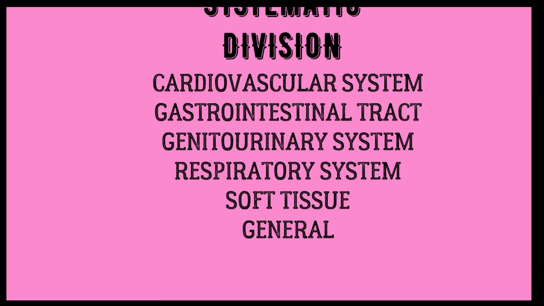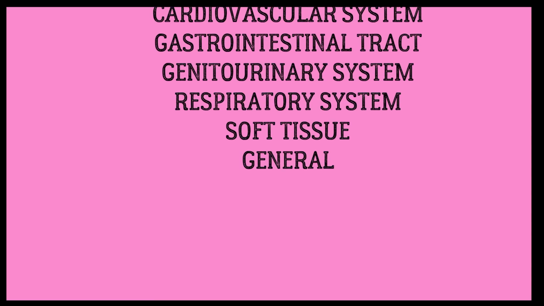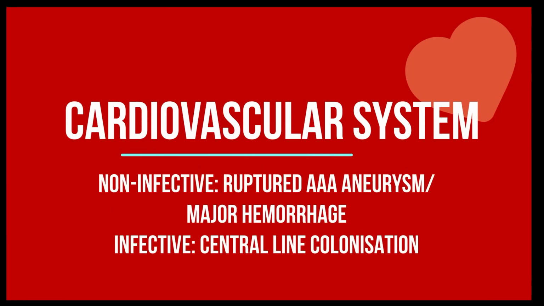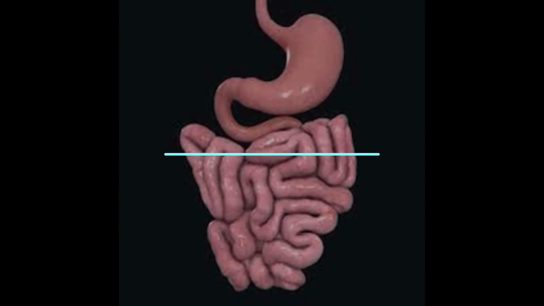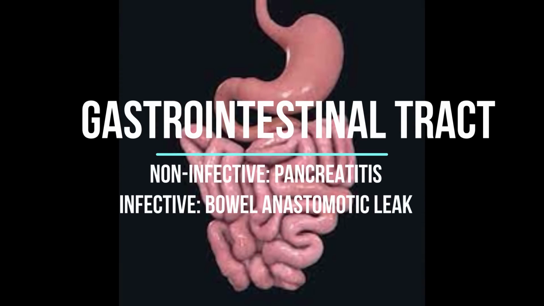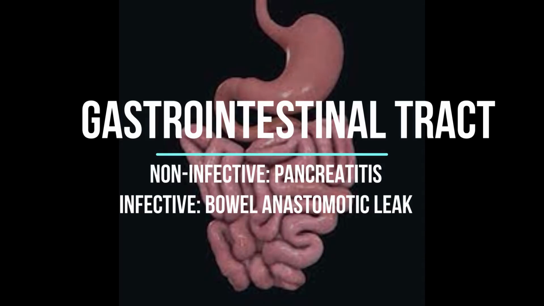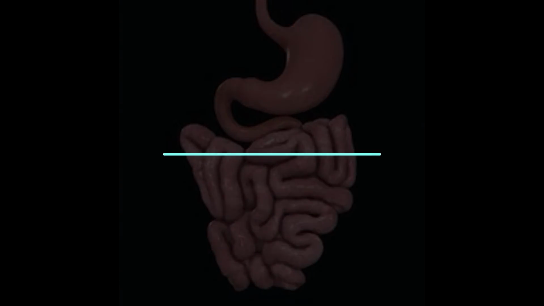We will be taking one example for each organ to make this video concise and to equip you with the knowledge required. In the cardiovascular system, the non-infective cause is ruptured abdominal aortic aneurysm or major hemorrhage. The infective cause can be central line colonization. In the gastrointestinal tract, the non-infective cause can be pancreatitis. The infective cause in the gastrointestinal tract can be bowel anastomotic leak.